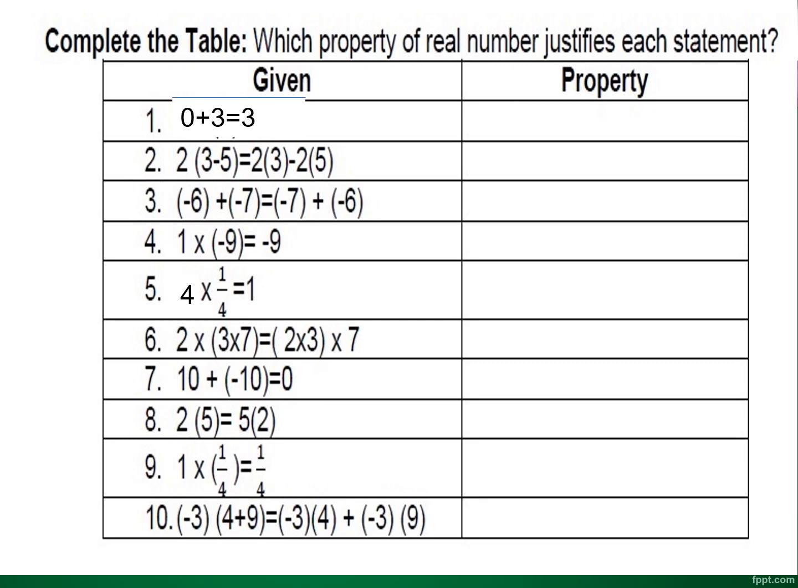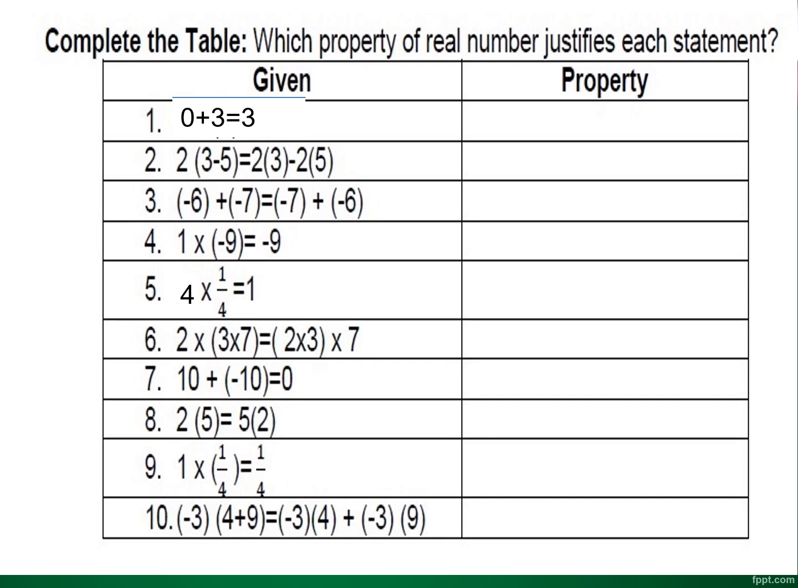Number 2, we have 2 times the quantity of 3 minus 5 equals 2 times 3 minus 2 times 5. What do you think is the property for number 2? Yes, we have distributive property. Very good. How about for number 3? Negative 6 plus negative 7 is equals to negative 7 plus negative 6. So, nagpalit na ng pwesto. Yung order, kanina, commutative.